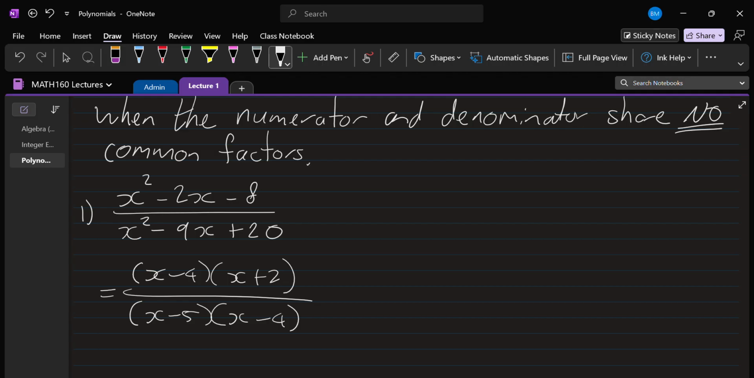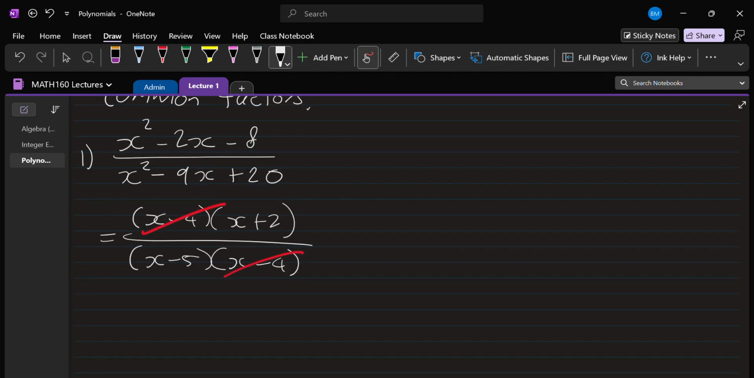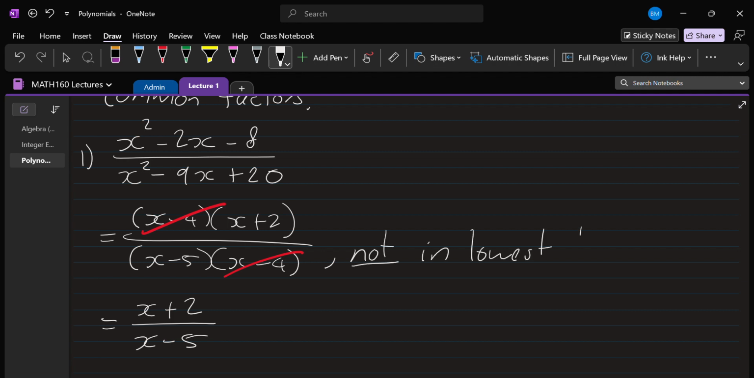Okay, let's look at some examples. So let's say we've got x squared minus 2x minus 8 over x squared minus 9x plus 20. And the question is, is this in lowest terms? Again, it's a yes or no question. So how do we check? Well, do the top and the bottom share any factors? In this form, we can't really tell. We can't see what the factors are. So we factorize the top, we factorize the bottom, and we check.